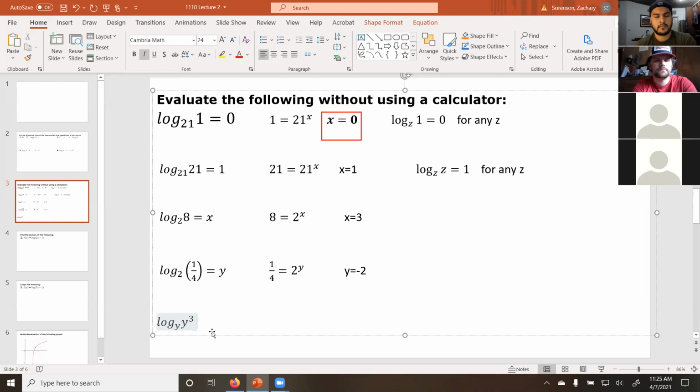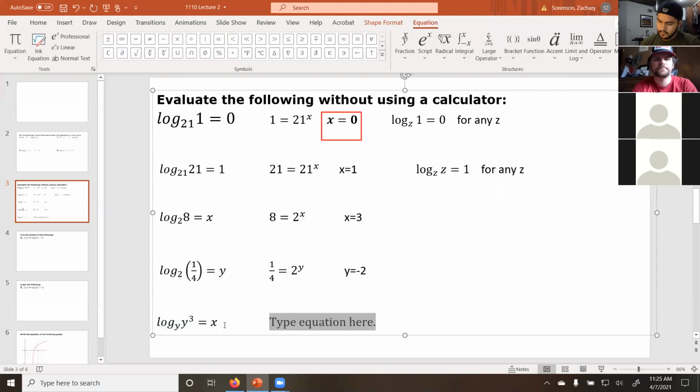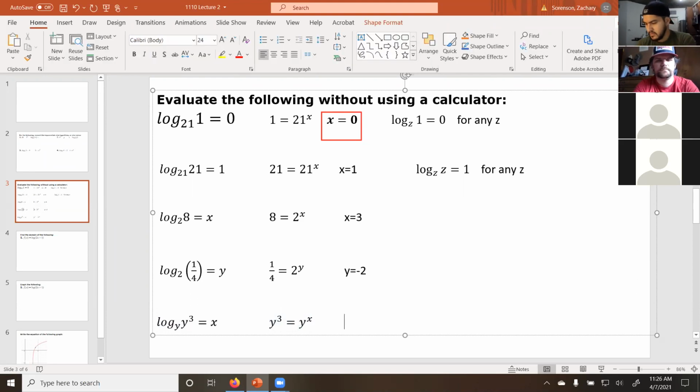So you start off by setting it equal to x. Perfect. In this case, it's important to not use y, right? Because y is already in the equation. So yeah, x is a good choice. Then you put y cubed equals y to the power of x. So what's x?